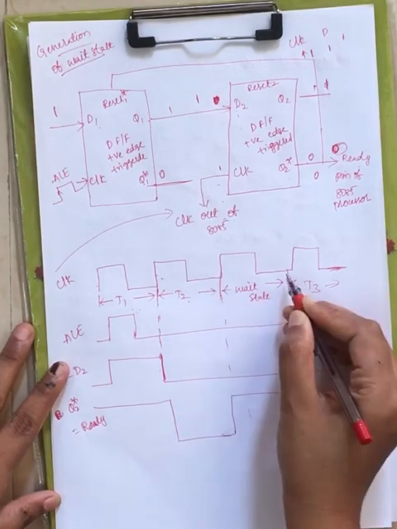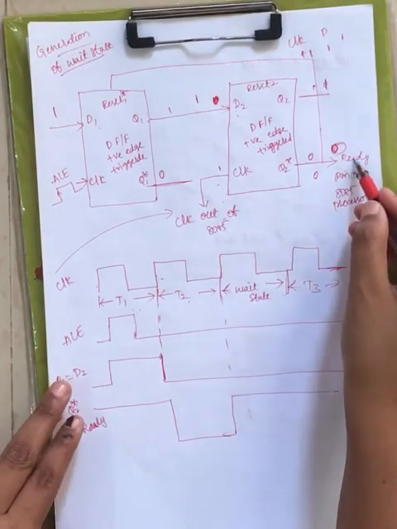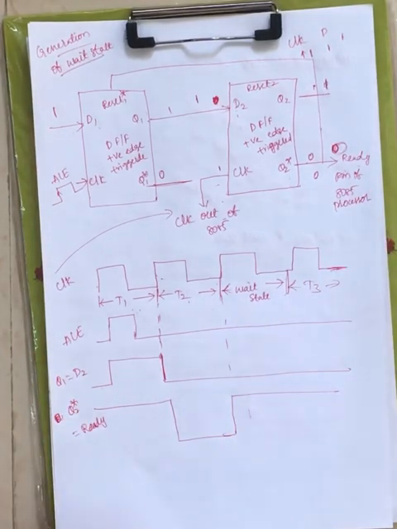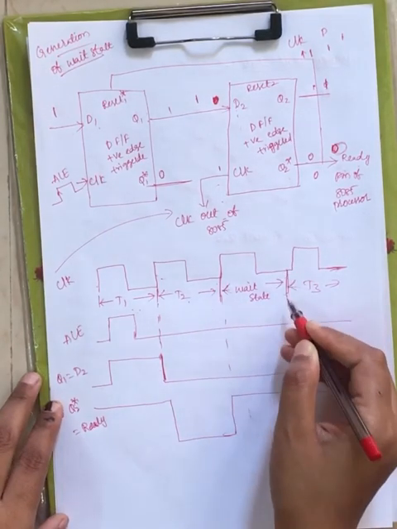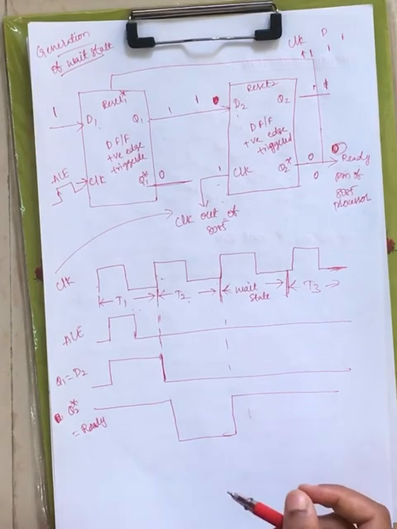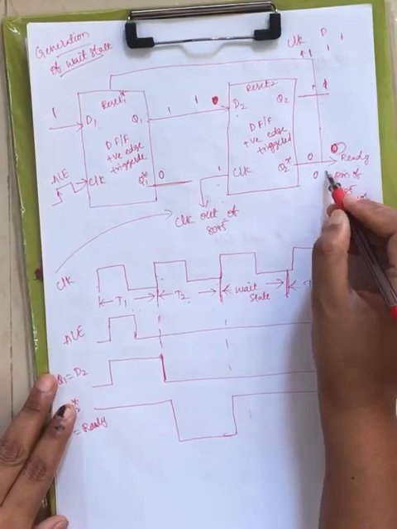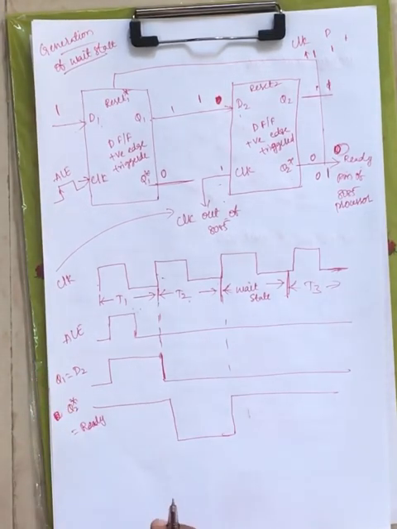Now for the next clock cycle, when the ready pin is 0, what happens? The microprocessor will enter the wait state. Now the ready pin should be 1, because that indicates the external peripheral is ready for data transfer.